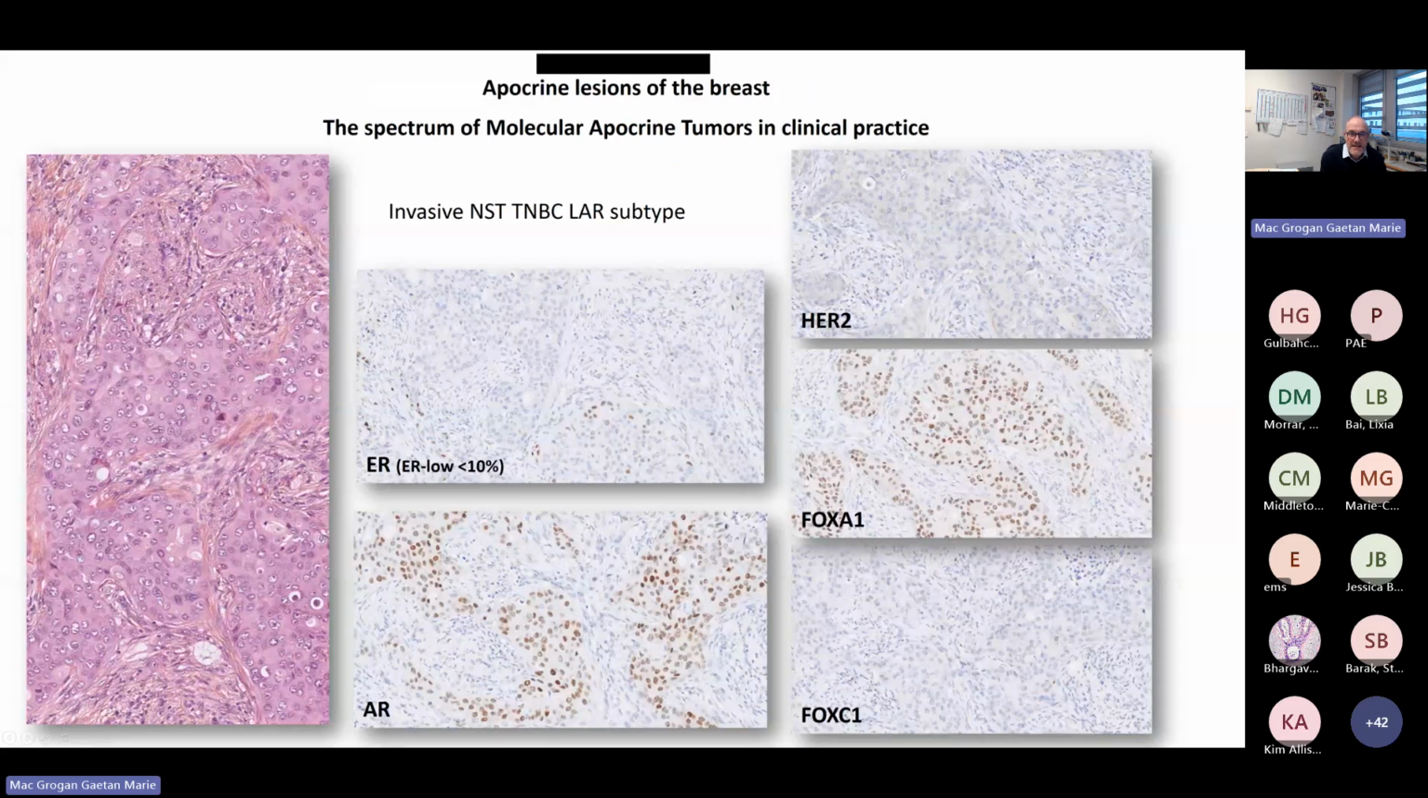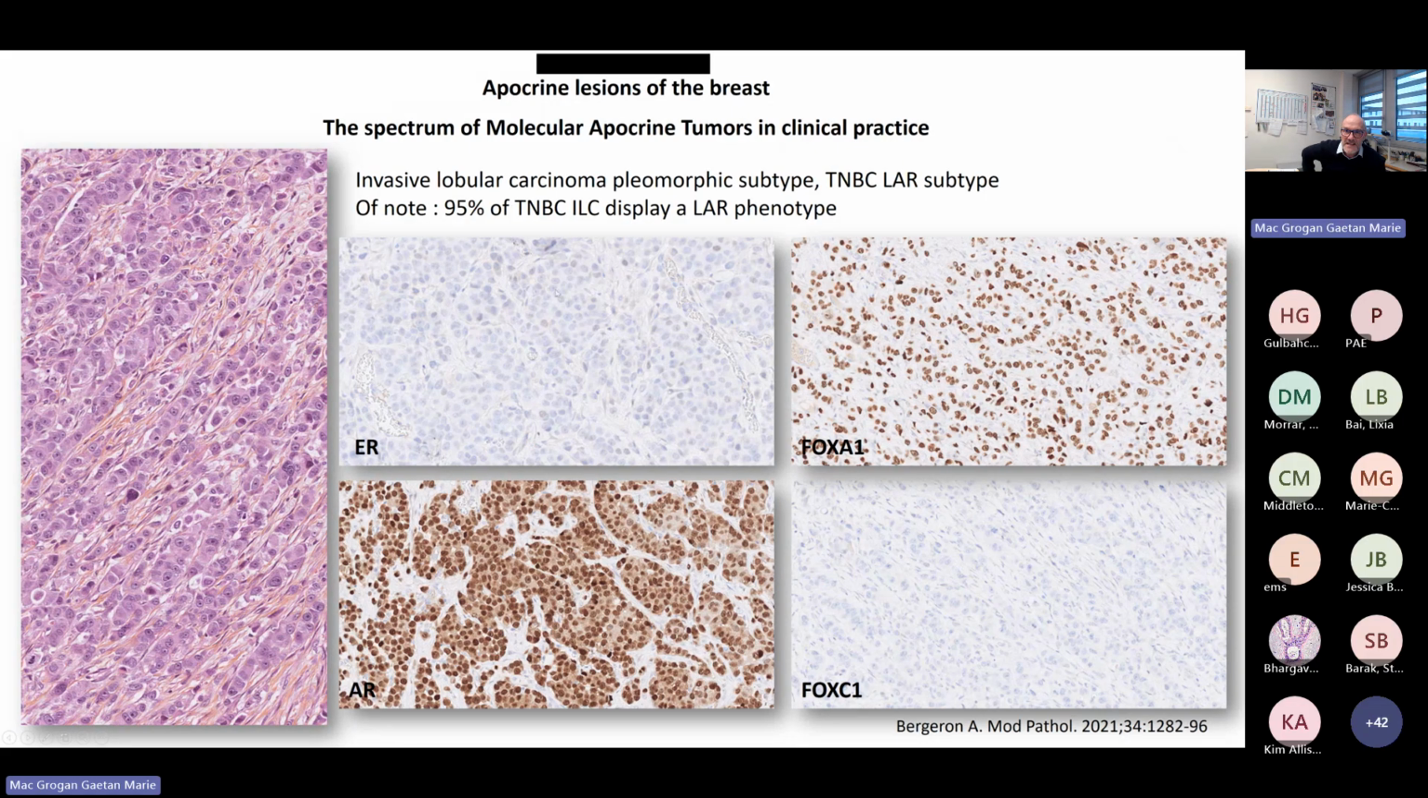So here's an example of an invasive NST TNBC of LAR subtype. As you can see, the tumor cells are ER negative. They're in fact ER low, considering the American standards. Anyway, considering the French standards, the threshold of positive cells is less than 10%, so we would call this ER negative. They are AR positive, HER2 negative, FOXA1 positive, and FOXC1 negative.